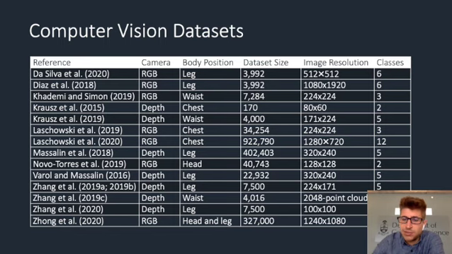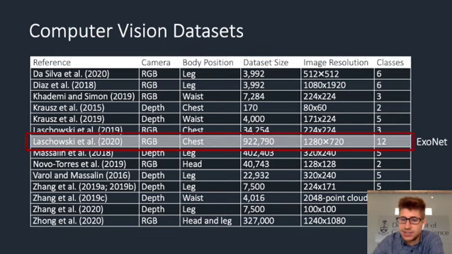Now, compared to other computer vision datasets for robotic prosthetic legs and exoskeletons, the ExoNet dataset is actually one of the largest and most diverse dataset that has been developed and published to date. And this can be characterized by having significantly more images, as well as more than double the number of individually labeled classes.